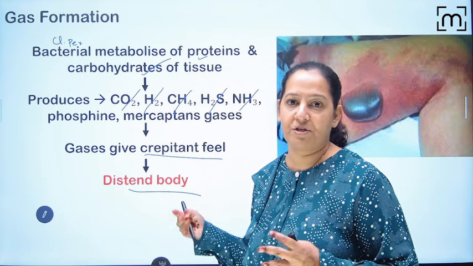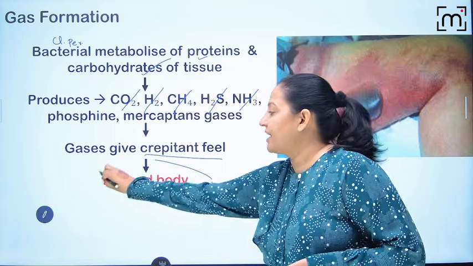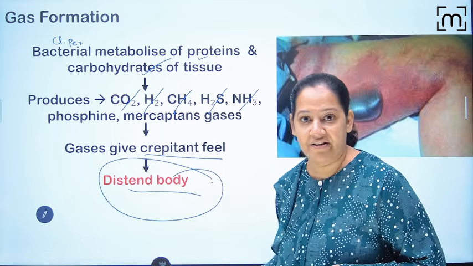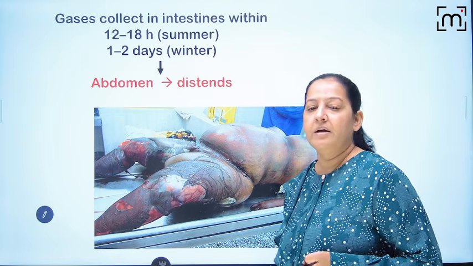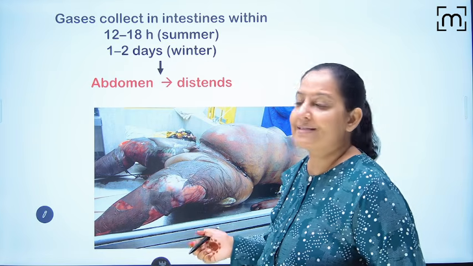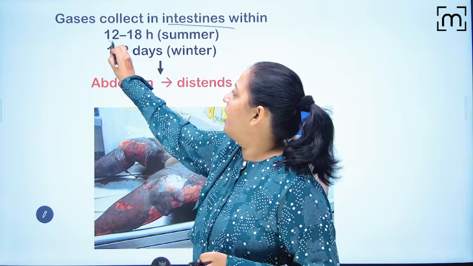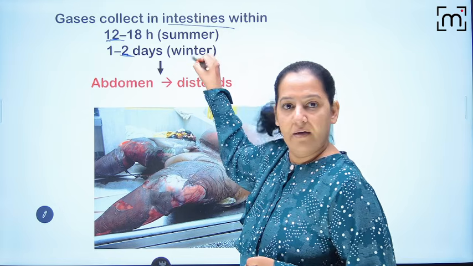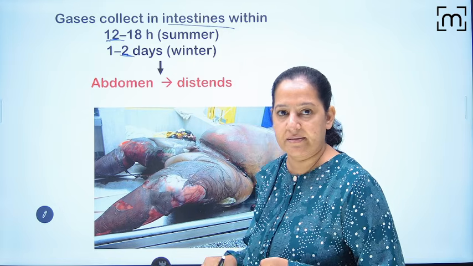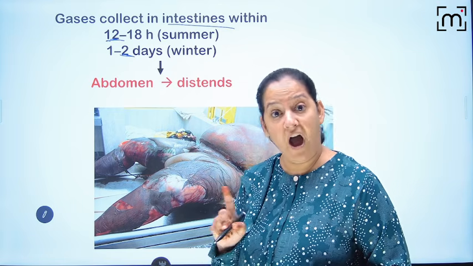When it metabolizes the protein and carbohydrate, it produces multiple gases, because of which there is distension of the dead body. Now gases collect in the intestine first of all, within half a day to 2 days. Again, the same summers and winters: in summers it's fast, in winters it's slow. Half a day or 2 days.